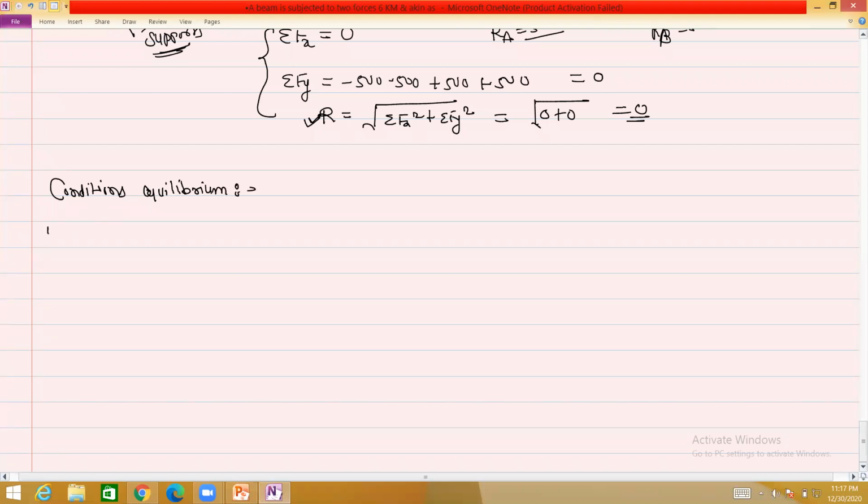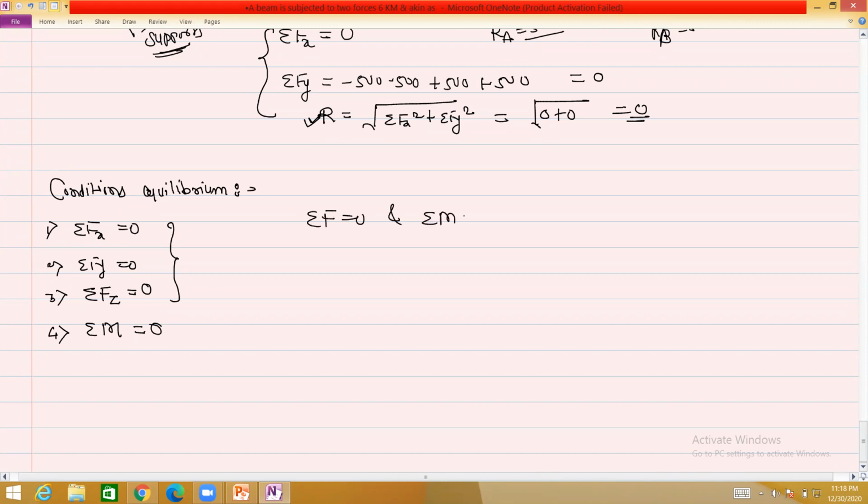So the conditions of equilibrium: the first condition is summation Fx is equal to 0, then summation Fy is equal to 0, and if the force is in 3 dimensions, which is called a space force, then summation Fz must be equal to 0. These are the conditions for the forces, and the other condition is that the summation of moment must be equal to 0 about any point of the system. So the conditions are that the summation of forces must be 0 and the summation of moment must be equal to 0. What is the significance of the summation of moment being equal to 0?